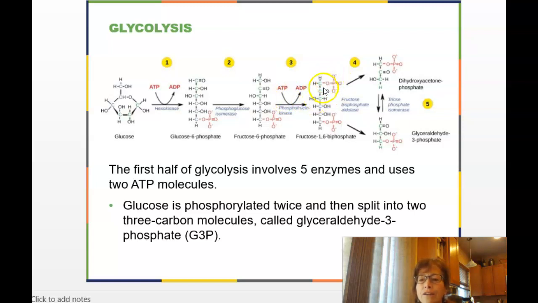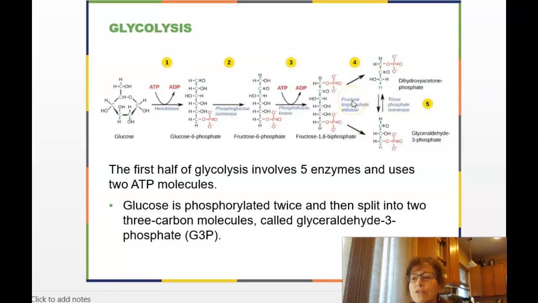Here's the phosphate on the first. Here's the phosphate on the 6th. So we still have that shape of fructose, but now we have a phosphate on both the first and the 6th carbon. And so hence we've got this new molecule right here, fructose 1,6 bisphosphate.